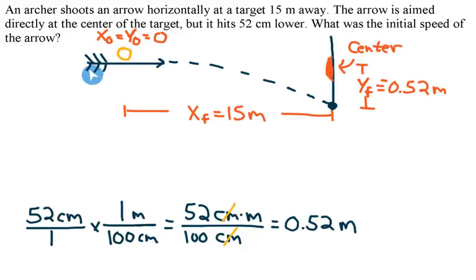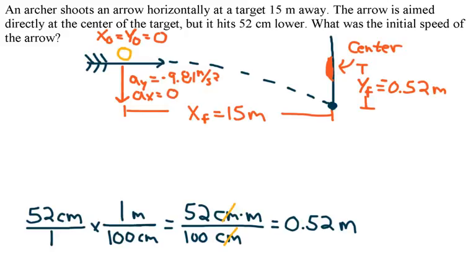Now, there's some other information about the problem that we know that's not explicitly stated. For instance, as soon as this arrow leaves the bow, the only force acting on the arrow is the force of gravity. Since the force of gravity points straight down, I know that my acceleration in the y direction is going to be negative 9.81 meters per second squared. Since it's perfectly downward in the y direction, the x component of my acceleration is going to be equal to 0.